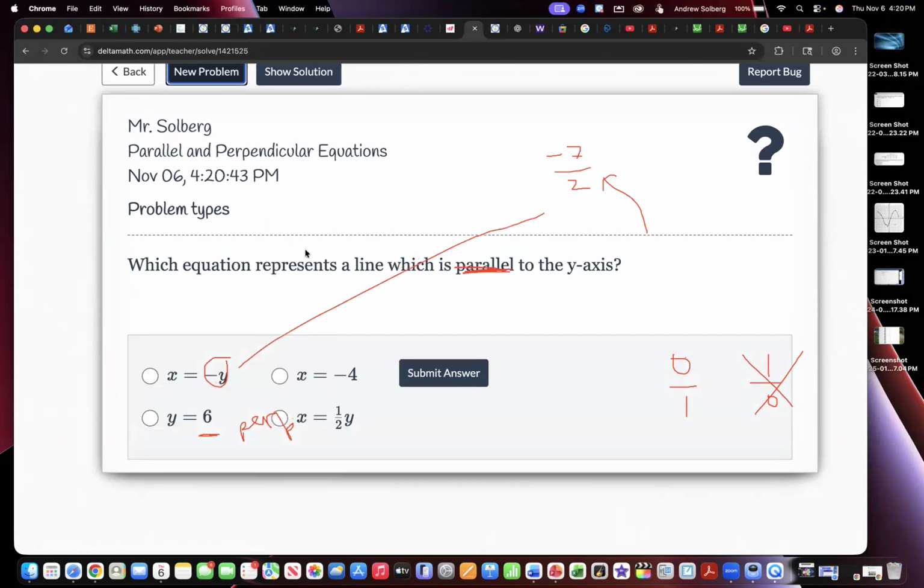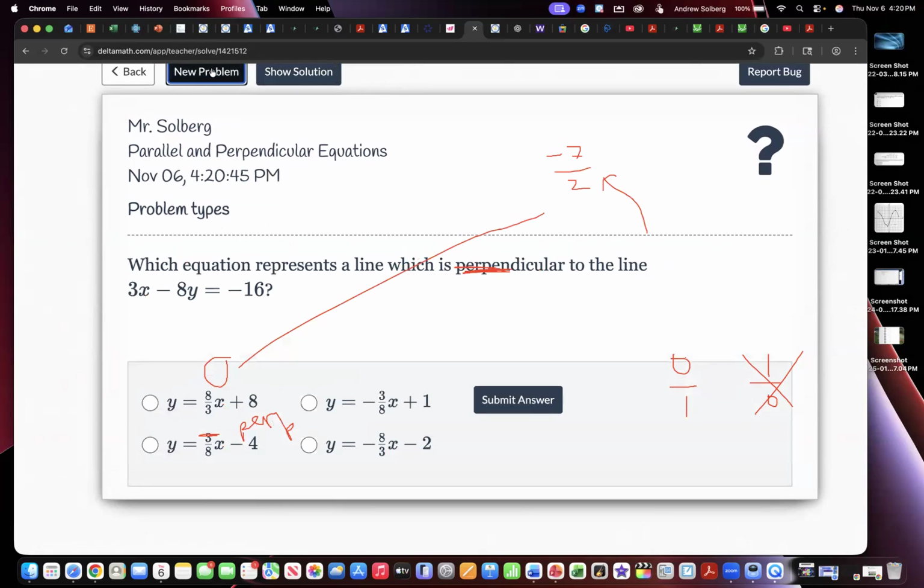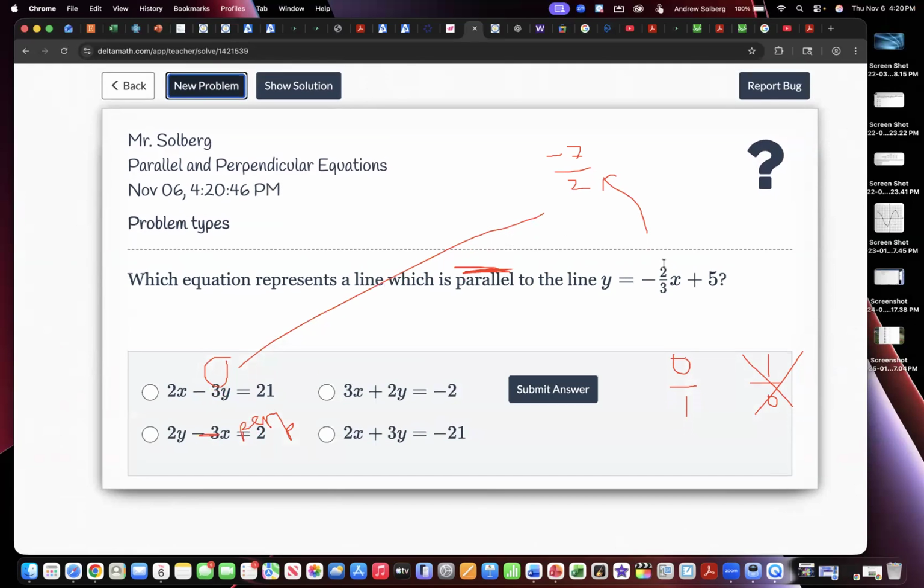Okay, and sometimes all the answers might be in standard form, like this one, -2/3. If you want parallel, you need to find which one of these has a slope of -2/3. You could just use your shortcut for each of these. Whichever one is -2/3, that would be your answer because parallel would be the same slope.